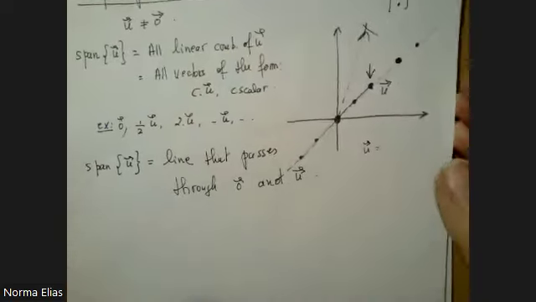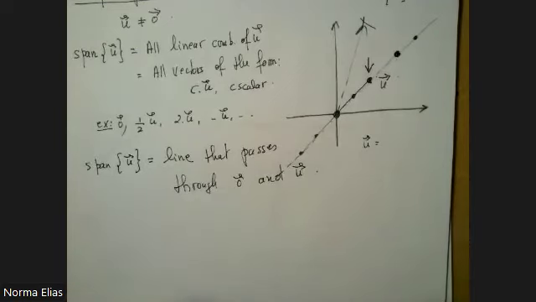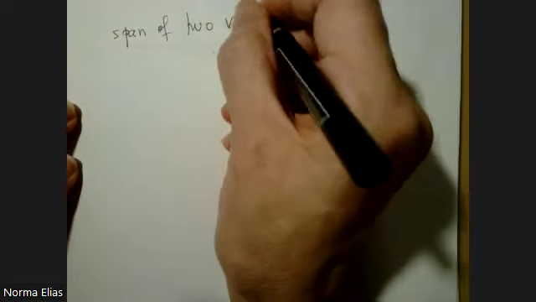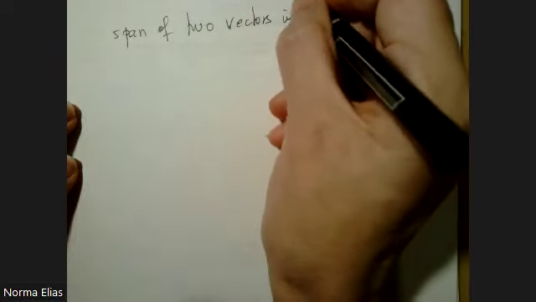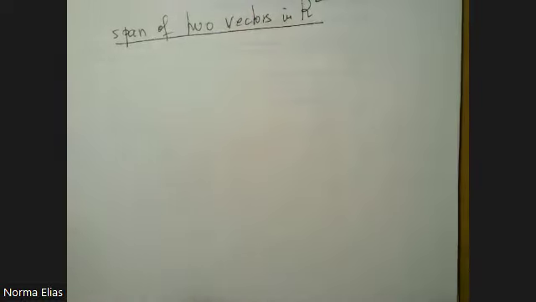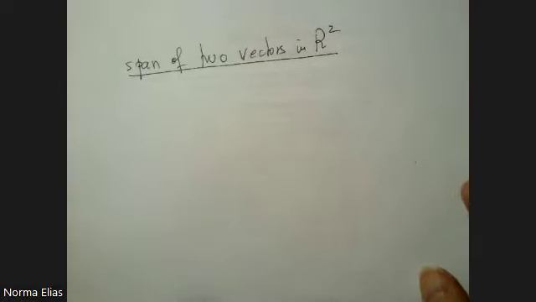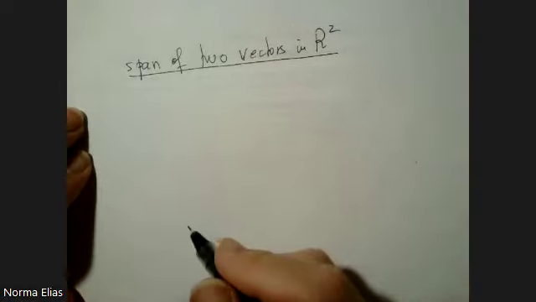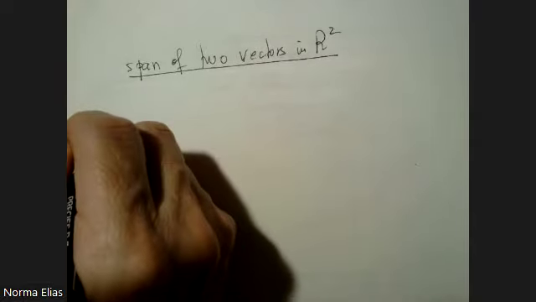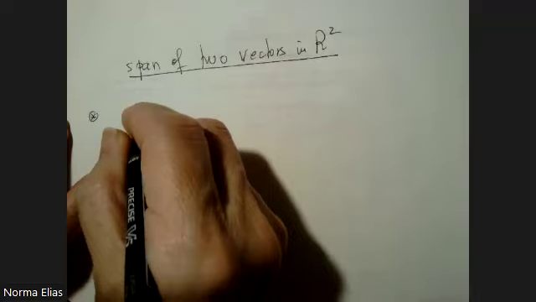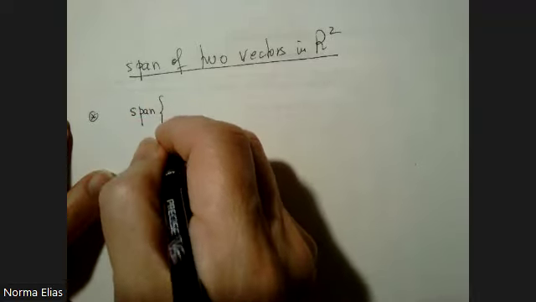Okay. Now span of two vectors in R2. So part 2 is span of two vectors in R2. Okay, start a new page. I will start with a very simple scenario and then, actually, the whole thing is simple. We've almost done it by now, but let us talk about it.